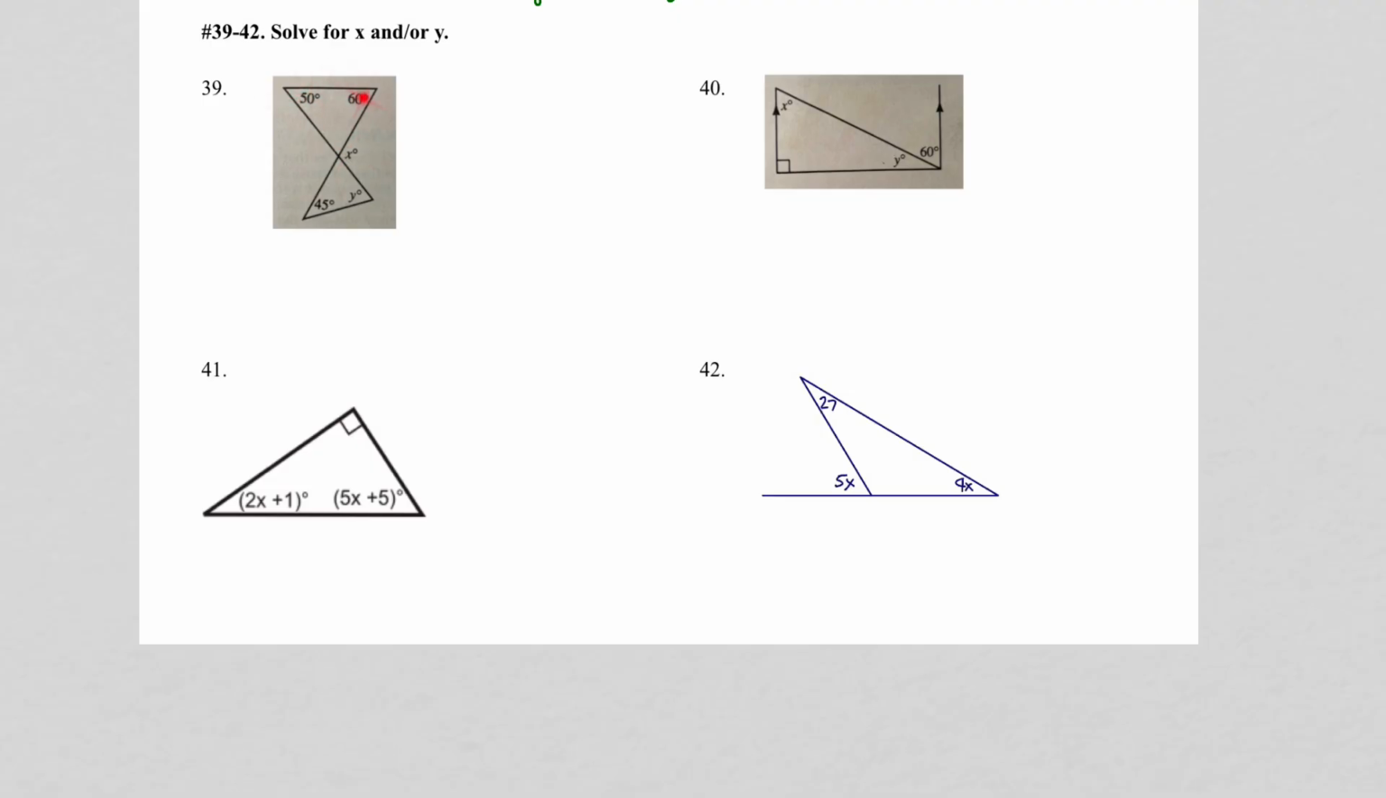Okay, this right here is an external angle. So those are the 2 opposite internal angles. So x is simply equal to 50 plus 60, so x is equal to 110. And this right here is an external angle to this. So this is equal to the sum of those, and we know that's 110. So 110 is equal to 45 plus y. So y is equal to 110 minus 45, which is 65.